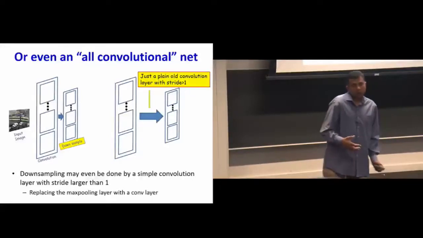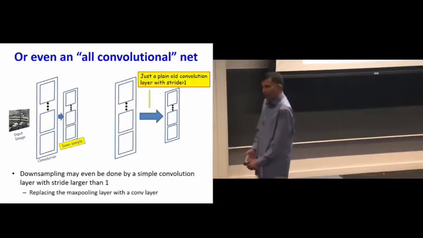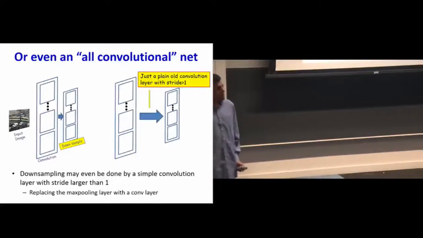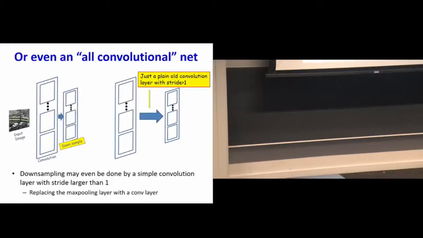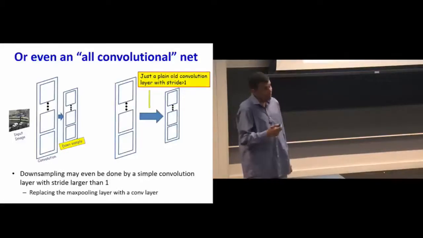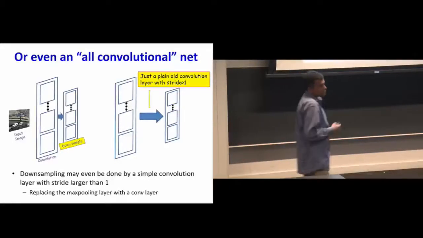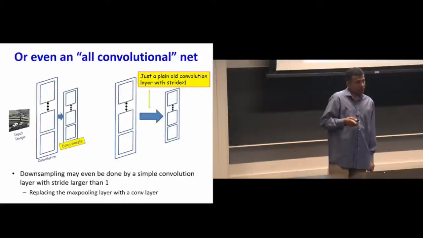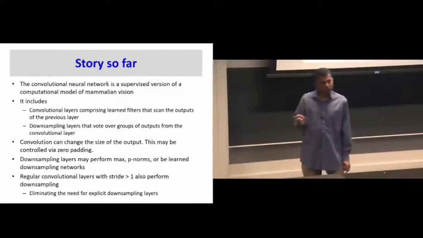The entire business of using a max can be dispensed with, because it's just an artifact of trying to emulate the operations of the human eye. And there's nothing magical about it. The max is just an operator that could be replaced by pretty much any other operator, including just a standard convolutional layer with a stride greater than 1, right?